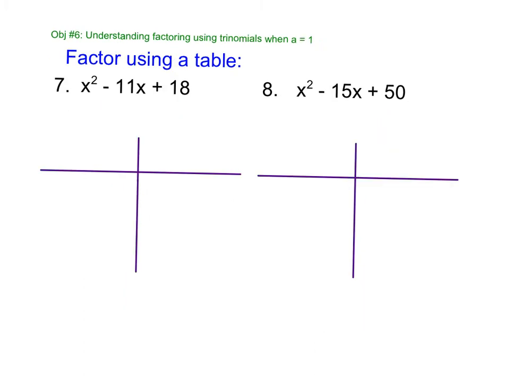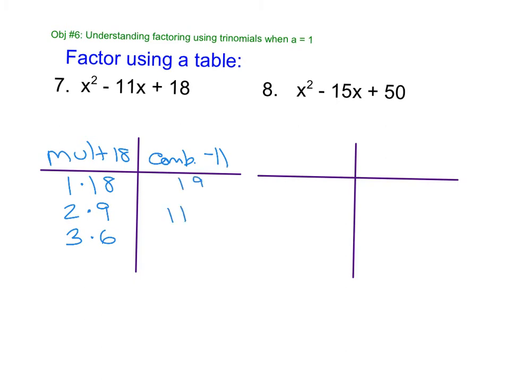All right, so now we're getting to two that are a little different. We are multiplying to 18, and we are combining to negative 11. So this one's a little different. So we have our numbers that multiply to 18. 1 times 18, 2 times 9, and 3 times 6. We have a problem, though, because when we add across, I get 11. I need negative 11. How do I get that 11 to be negative? I just magically turn it negative?